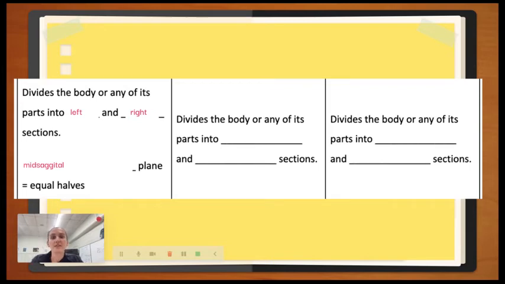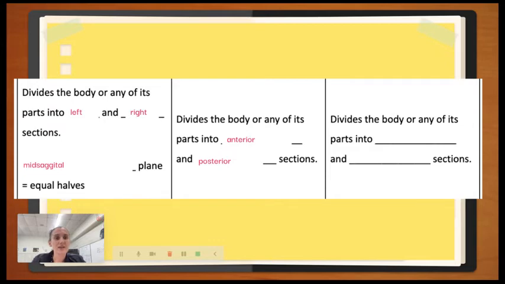Now, our next plane, remember, is our frontal plane. That's going to divide the body or any of its parts into anterior and posterior sections, so front and back. We don't say things like mid-frontal plane, just frontal plane. It could be a little bit forward, a little bit back. It could be 50-50. However you want to cut it, you just need to make sure that you're cutting it vertically so that the front part of my body is on one side and the back part of my body is on the other.